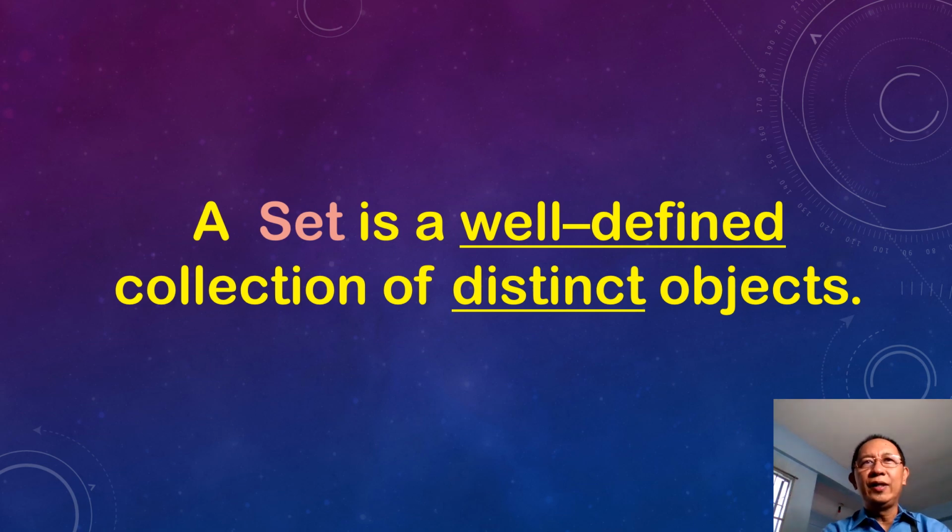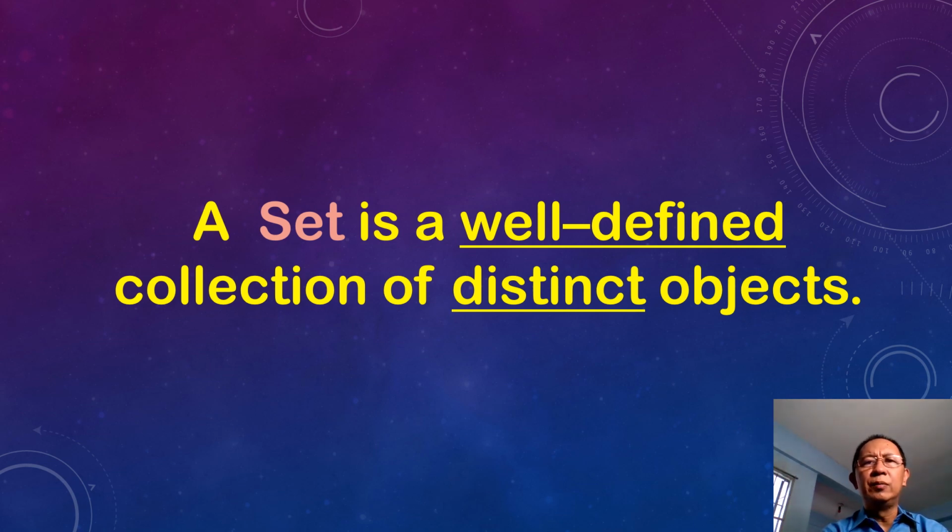A set is a well-defined collection of distinct objects. When we say well-defined, the group of objects inside that set should be describable. When we say describable, you can give descriptions of the objects in that set. And also, it should be measurable. The group of things or objects in that set should be measurable.